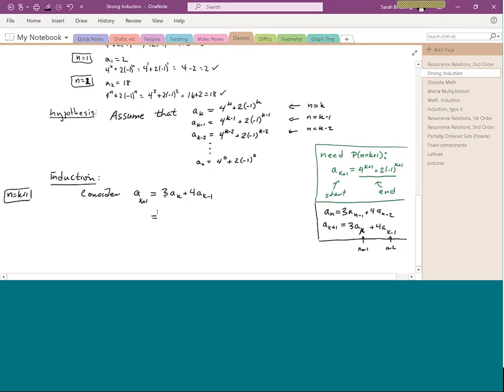Anybody got a guess where to go next? All right, so think back to regular old induction. What would we have done at this step if it was regular old induction?